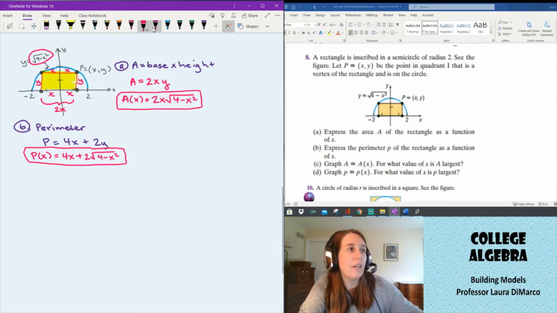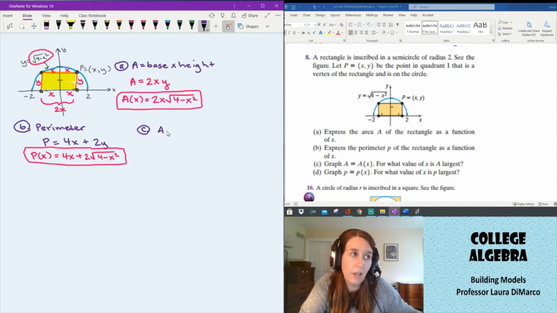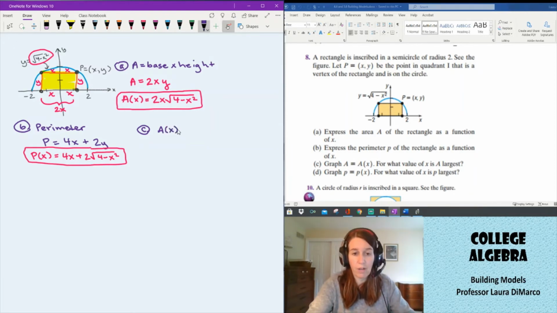All right, so then we move on to part C, and all it wants us to do is graph the area and then find what value of x makes A the largest. So we're going to be finding the maximum. Okay, so this is going to be graphed in our calculator.